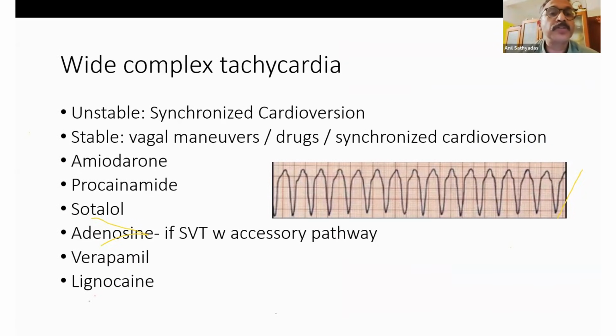So wide complex tachycardia, unstable, that is just what I said. The other thing, when this patient is stable: try a vagal maneuver, you give drugs, and then you go for synchronized cardioversion. Drugs are amiodarone, procainamide, beta blockers. Adenosine is especially used for narrow complex tachycardia. And if you suspect this being an SVT with accessory pathway, you can still use adenosine. Verapamil and lignocaine. One of the drugs that we commonly use is amiodarone. So this patient, again, I emphasize, is not in cardiac arrest.